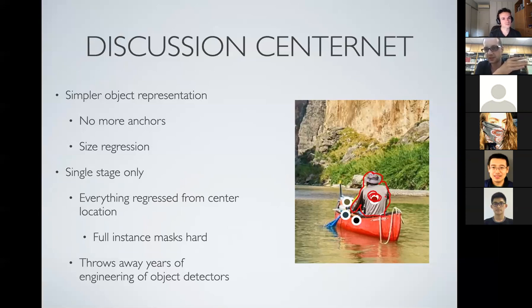CenterNet works better with semantic segmentation architectures, that is Hourglass and similar architectures, while standard detectors usually work better with classification architectures such as residual networks. And I guess we're currently in the process of fixing this. We have a second version of CenterNet that tries to address this bottom half here.